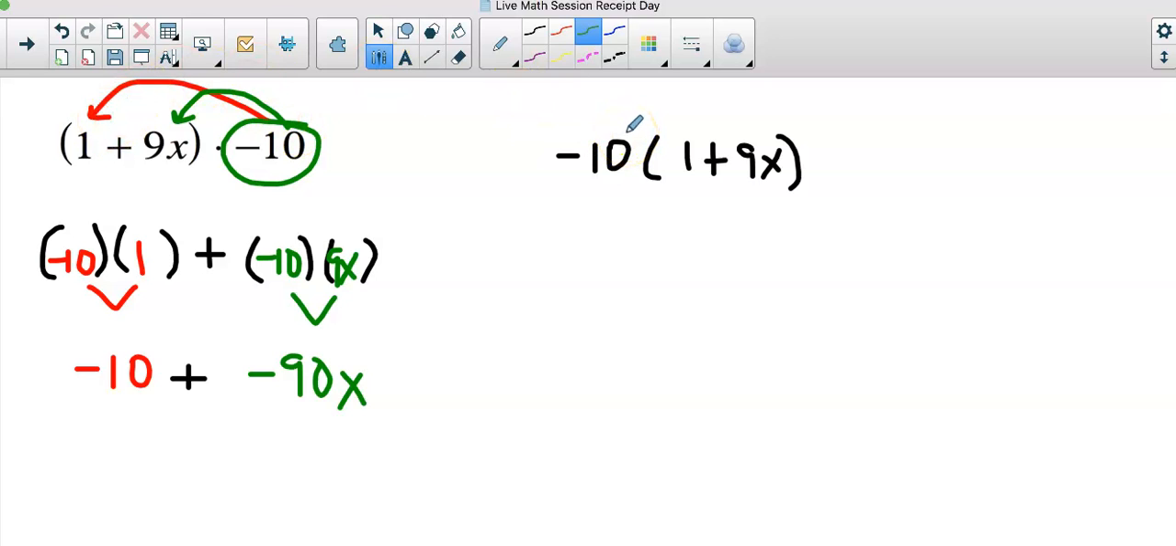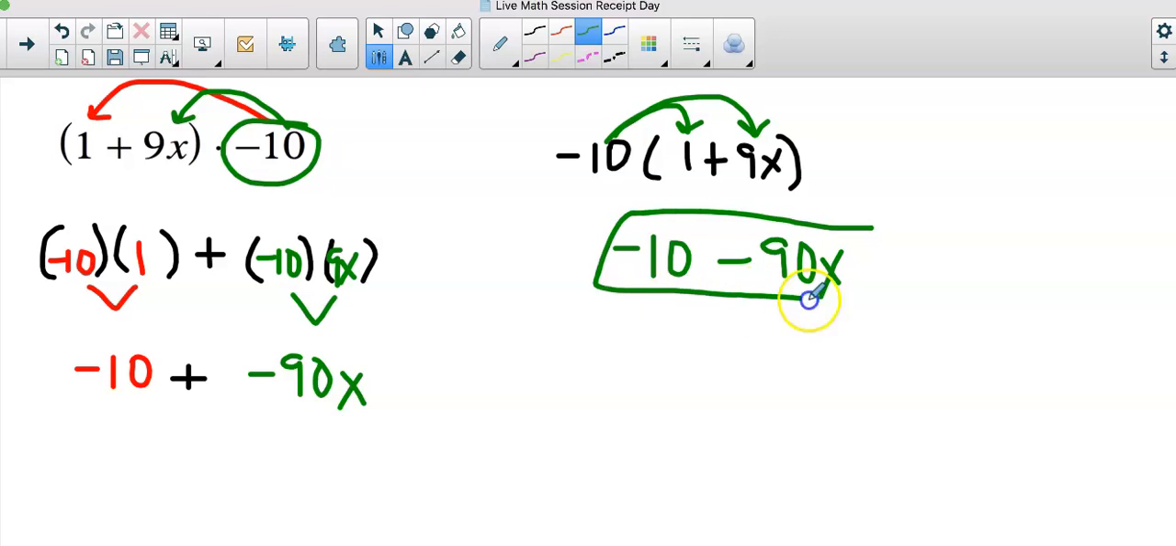Take a look at if we had the negative 10 in front. Now, this time I'm not going to draw all of the parentheses, I'm just going to show my arrows. So negative 10 times 1 is negative 10. And then negative 10 times 9x is negative 90x. And this expression is equivalent to this expression.